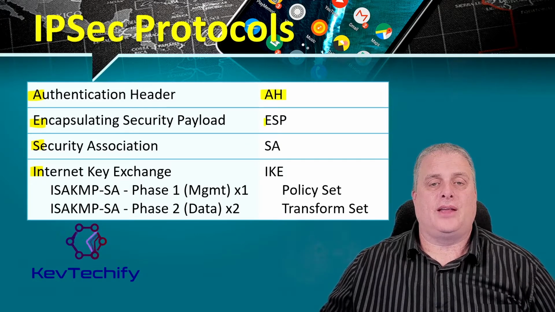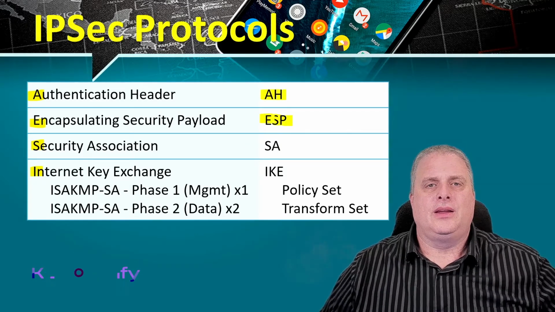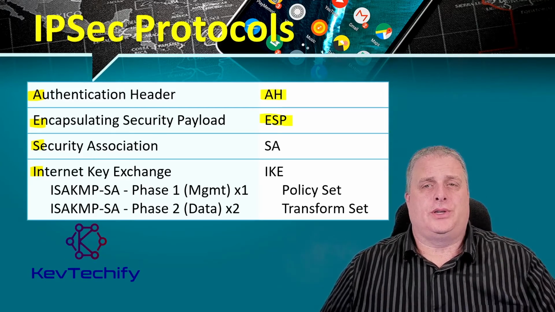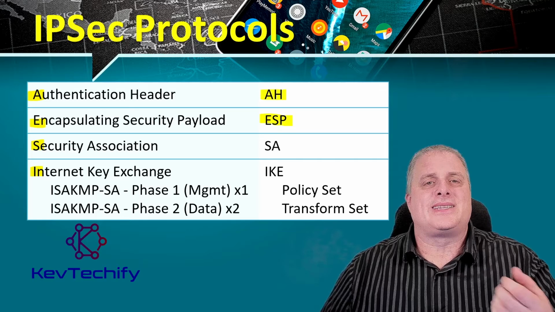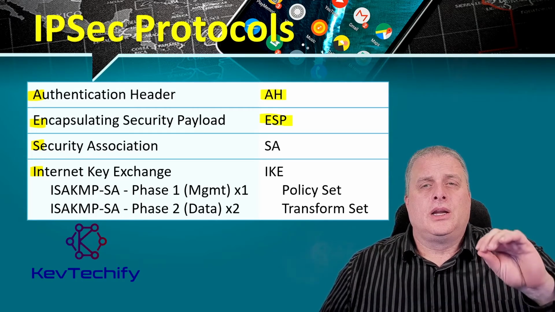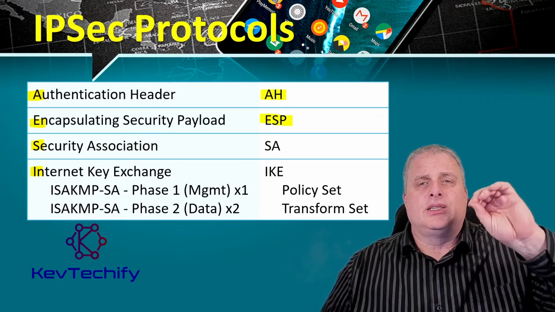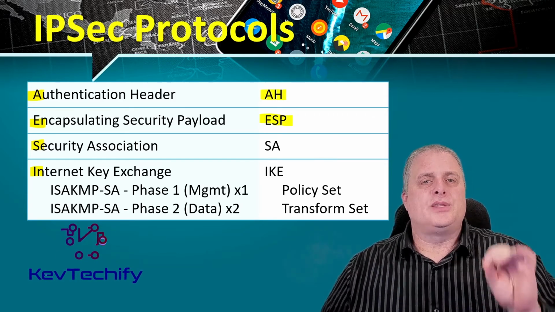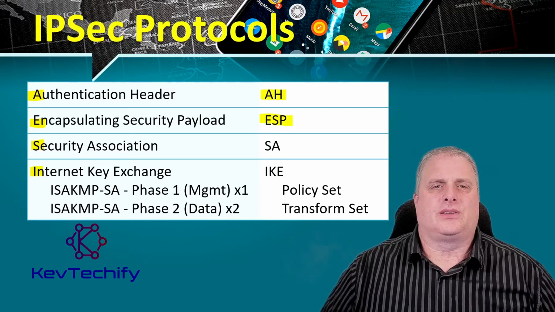Encapsulating Security Payload, or ESP, does provide confidentiality through encryption, and it can provide some of the same authentication methods like integrity checks. What this does is enable you to verify the integrity of the data. ESP is more popular because of these reasons.